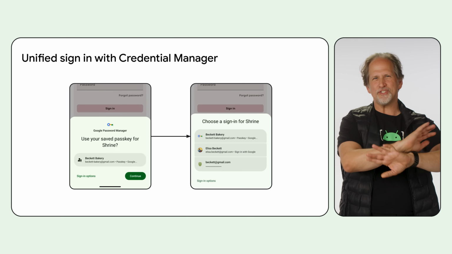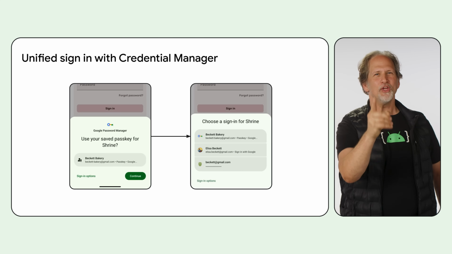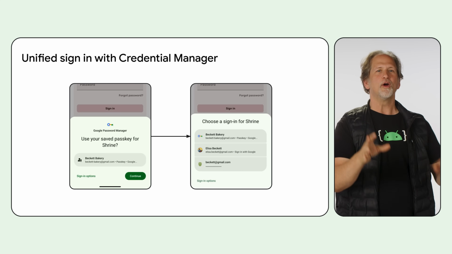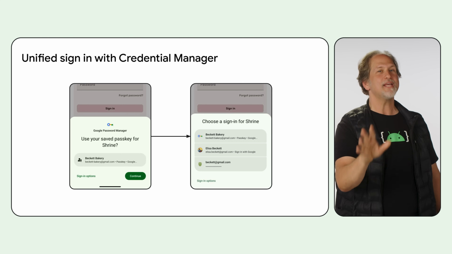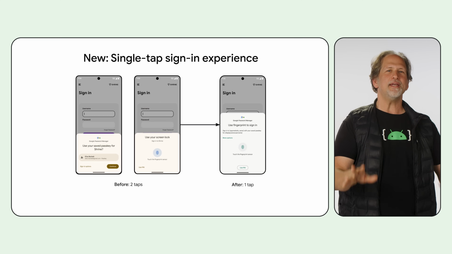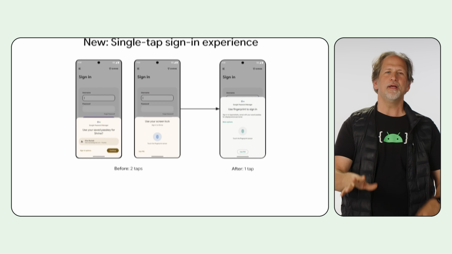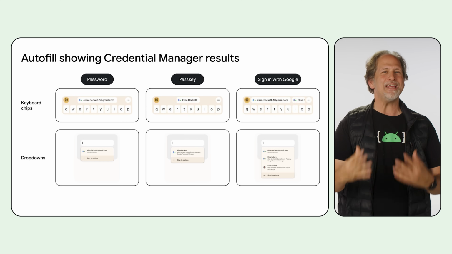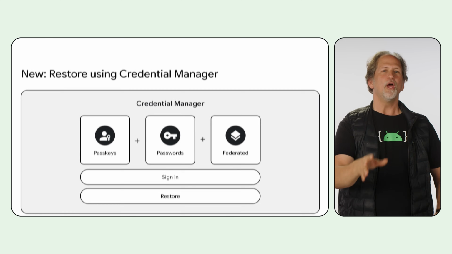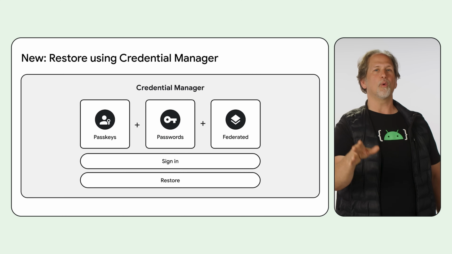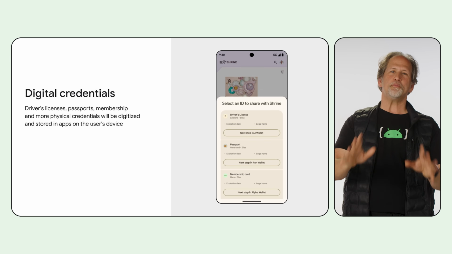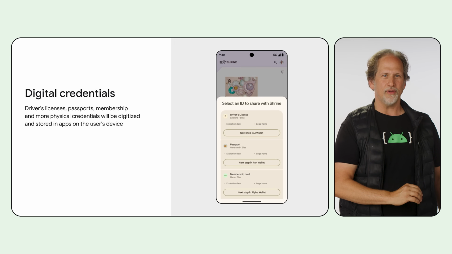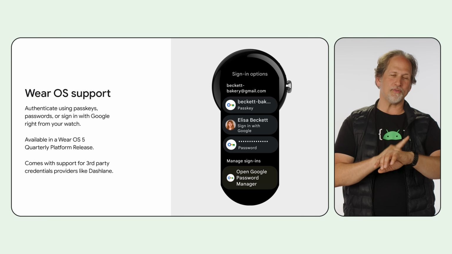The future has no passwords. To get your app ready for today and tomorrow, Credential Manager aggregates sign in with Google, passkeys, and passwords in one single interface. It now signs in with a single tap, supports autofill to surface saved credentials for relevant input fields. We'll be able to restore credentials to a new or reset device without needing to open apps one by one. It is expanding to support digital credentials, and will be coming to Wear OS 5.